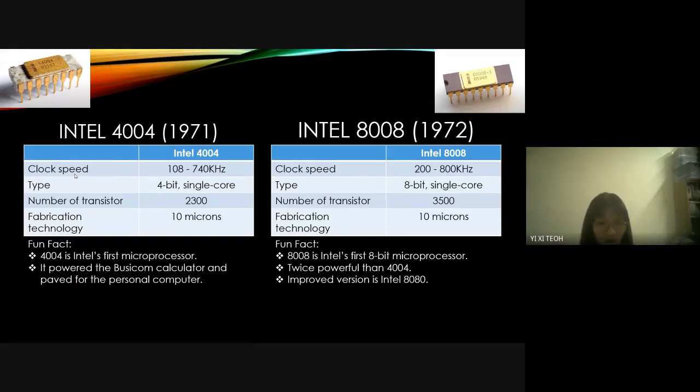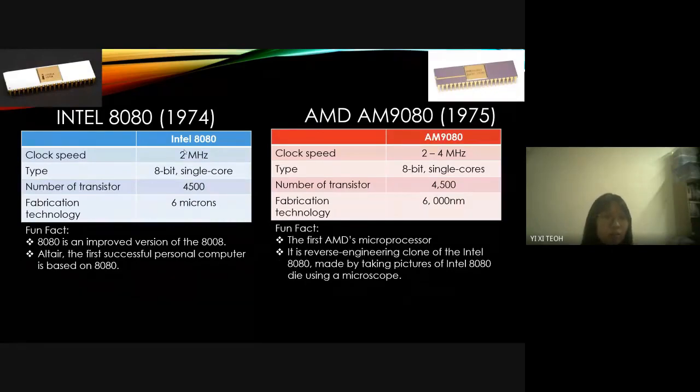1972, Intel improved it into an 8-bit microprocessor. It is twice as powerful as the 4004. And Intel introduced another, the 8080, in 1974. Now AMD just came into the market.